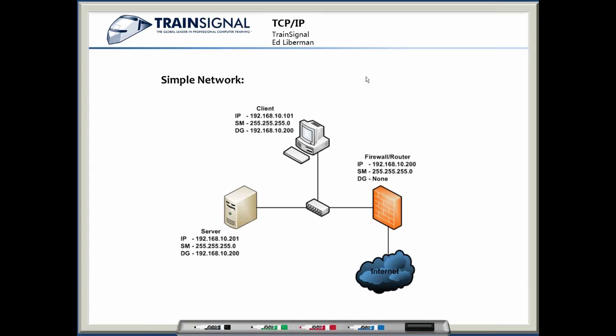So we go back to our simple network. Again, we have a client and a server and a router, all with IP addresses on the same network. But you'll notice that the client and the server have a default gateway pointing at the IP address of the router. That way, if this client or this server wants to communicate outside of its network, which in this simple network would be the internet, it knows to send that communication to the router.